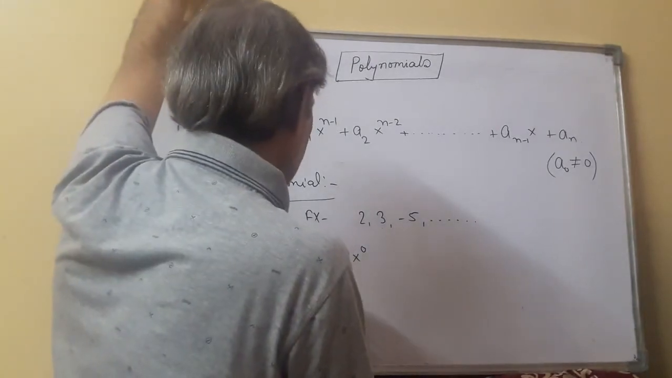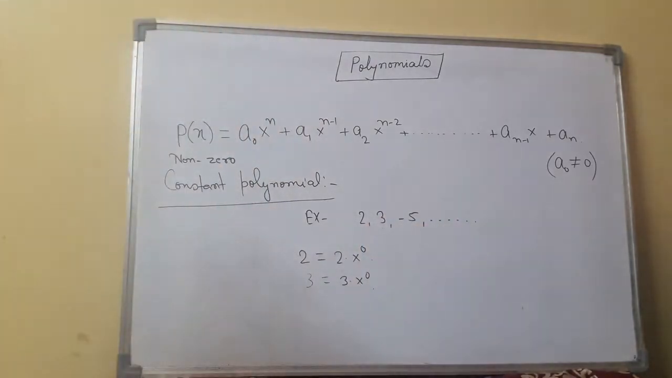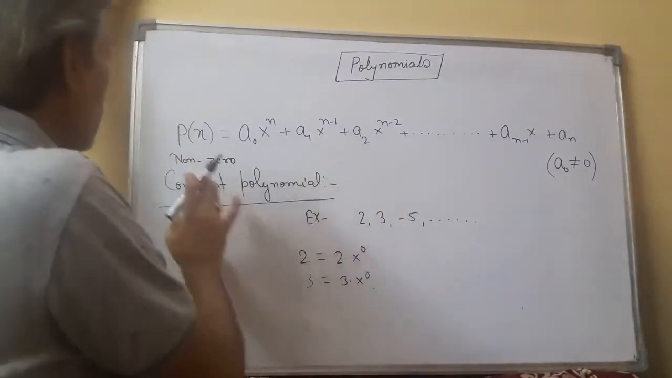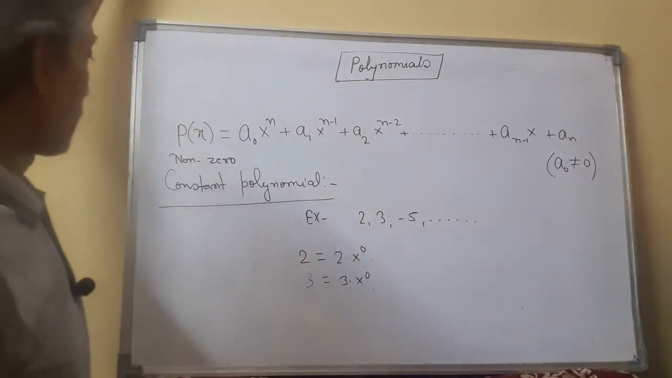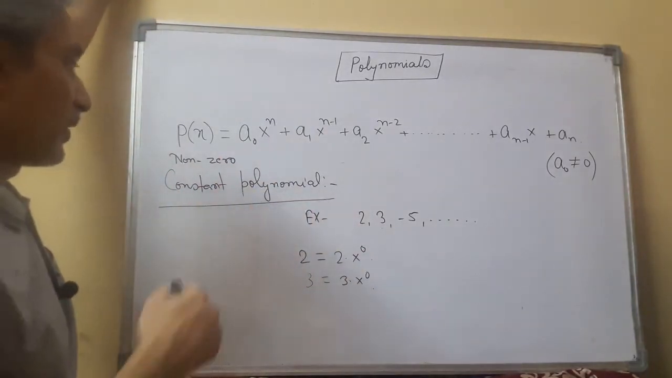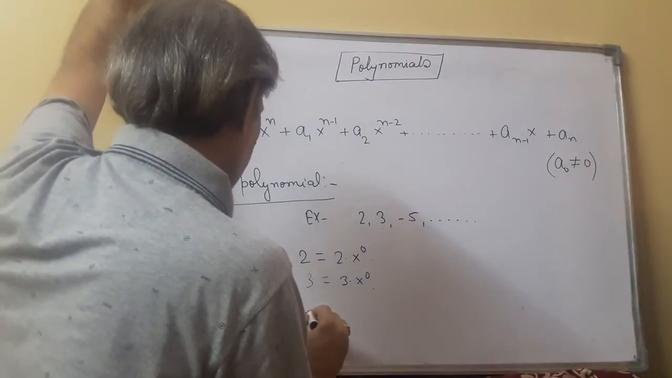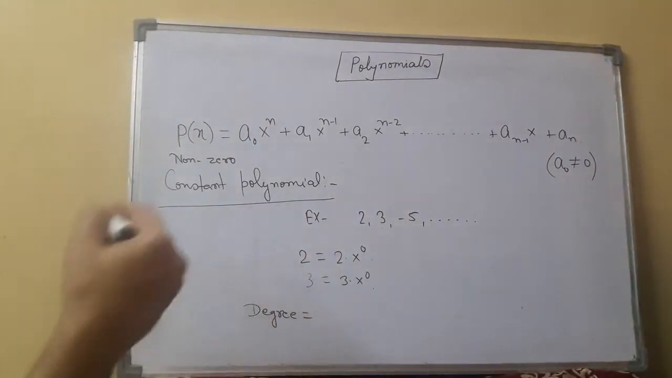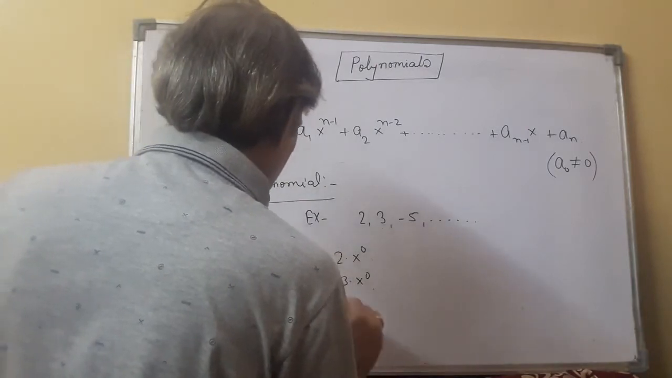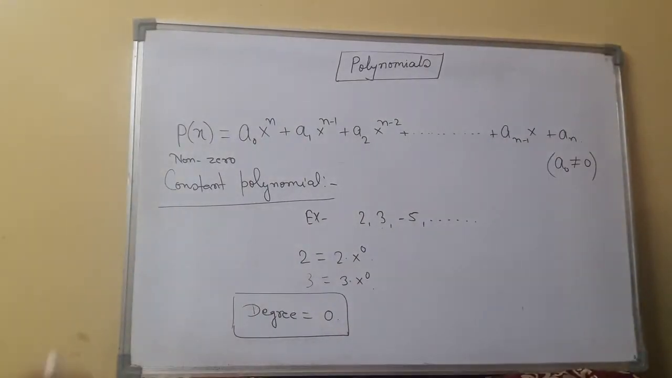Likewise, you can write 3 equals 3 into x raised to the power 0. So any real number, non-zero, except 0, I will come to 0 later on. So a non-zero constant polynomial can be written in this form, and therefore the degree of a non-zero constant polynomial is 0. तो इसको दिमाग में बिल्कुल बिठा लेना है कि किसी भी नॉन जीरो कांस्टेंट पॉलिनोमियल का डिग्री 0 होता है.